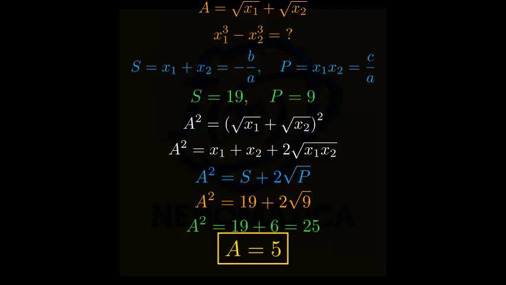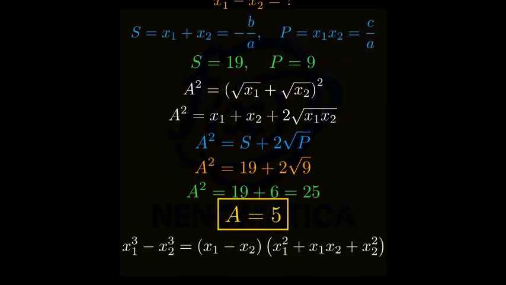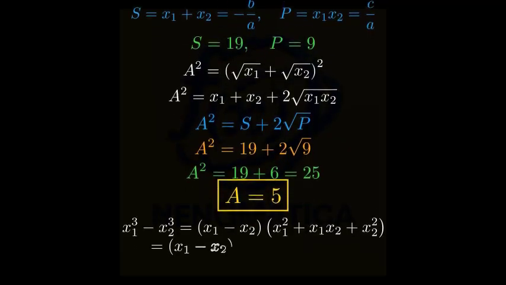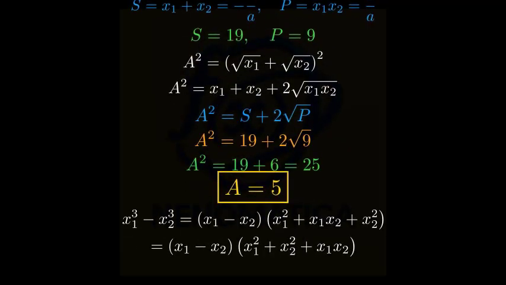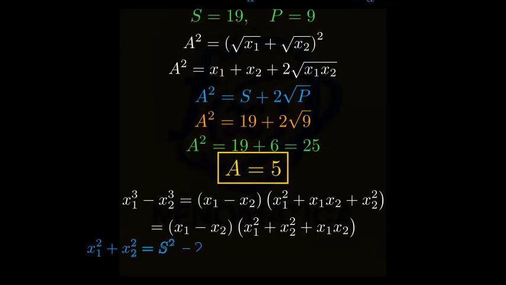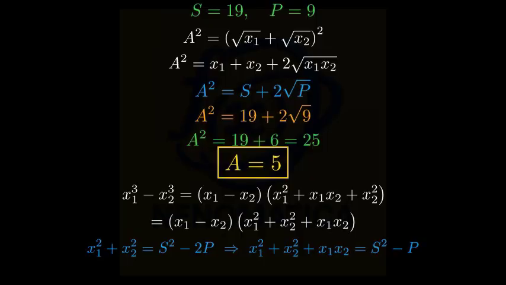Part B. Now compute x1 cubed minus x2 cubed. Use the difference of cubes. X1 cubed minus x2 cubed equals (x1 minus x2) times (x1 squared plus x1 x2 plus x2 squared). Rewrite the second factor as x1 squared plus x2 squared plus x1 x2. But x1 squared plus x2 squared equals s squared minus 2p, so the whole factor becomes s squared minus p.